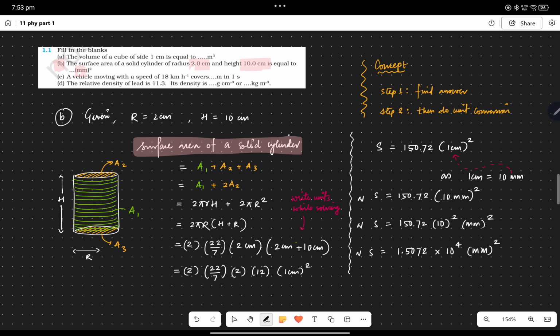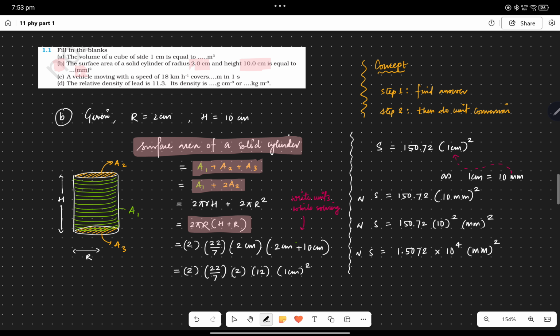So this is the surface area of a solid cylinder, a1 plus a2 plus a3, that you can see here, and a1 plus 2a2. You can see the diagram also for reference. And the formula of the surface area that you are going to get is 2 pi r (h plus r), right?